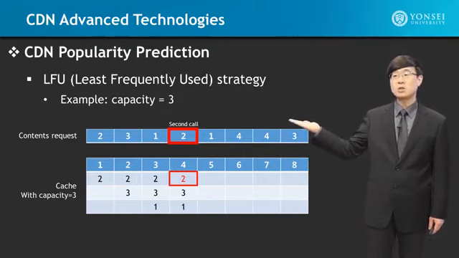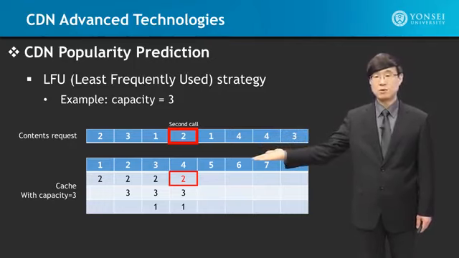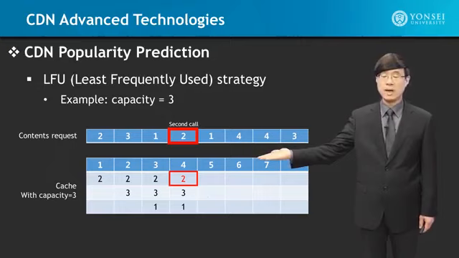Now, content 2 is requested. Content 2 has been requested again, and this is its second call. So it stays in the cache, because in the cache we have 2, 3, and 1. And nothing needs to be removed because we only have 3 types, and the cache size is 3, so we don't have any lack of cache size.